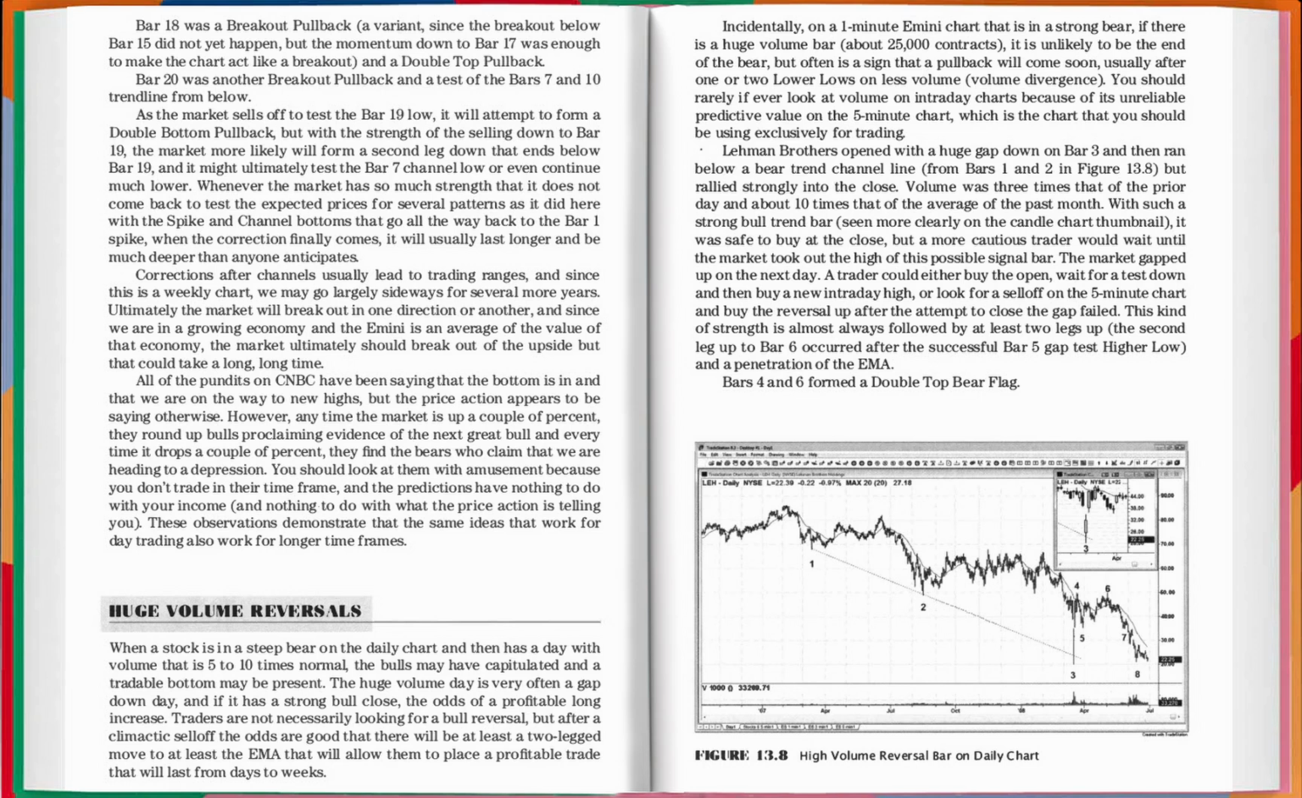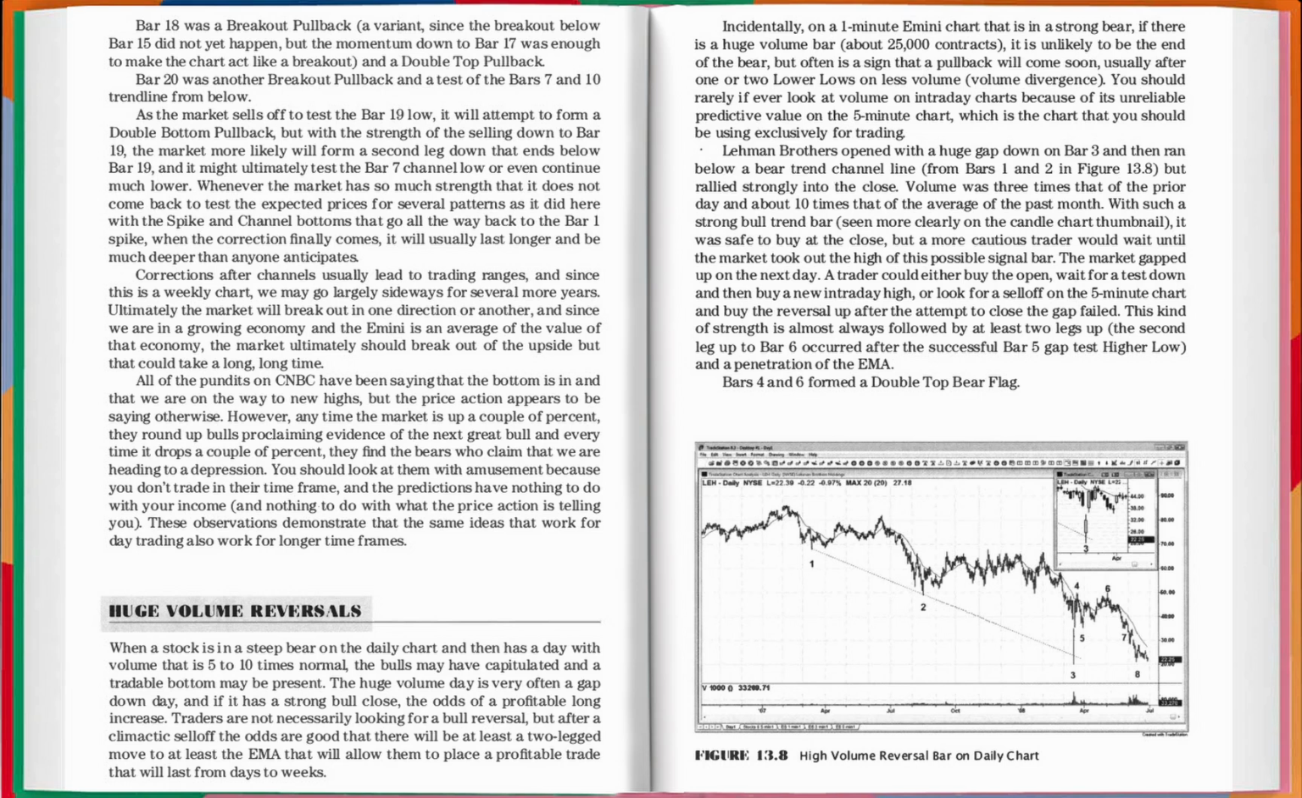Corrections after channels usually lead to trading ranges, and since this is a weekly chart, we may go largely sideways for several more years. Ultimately, the market will break out in one direction or another. And since we are in a growing economy and the E-mini is an average of the value of that economy, the market ultimately should break out to the upside, but that could take a long, long time.